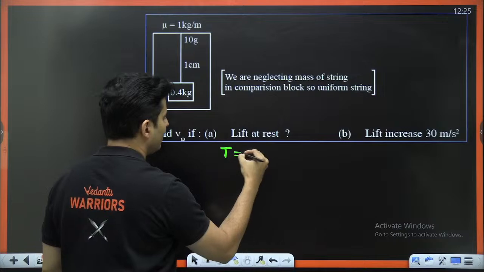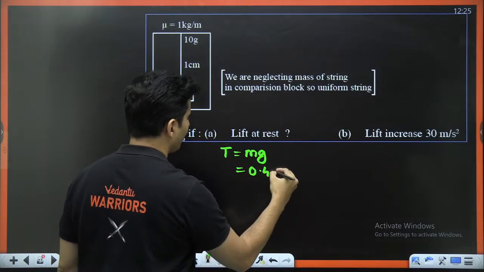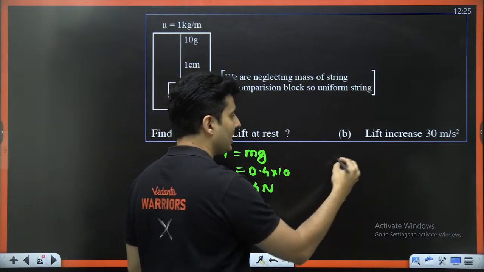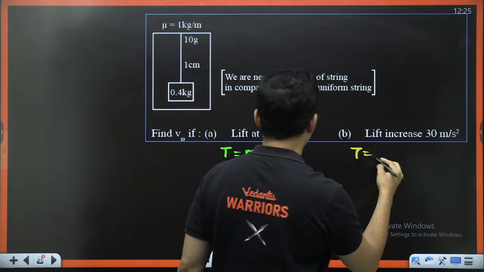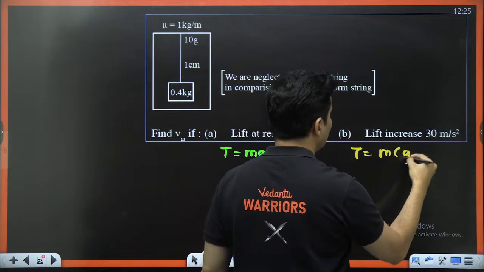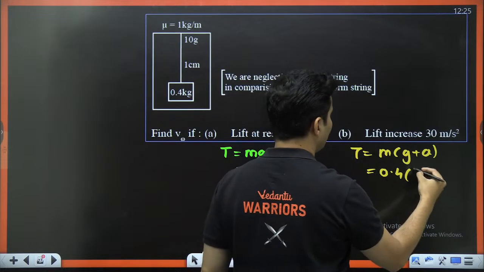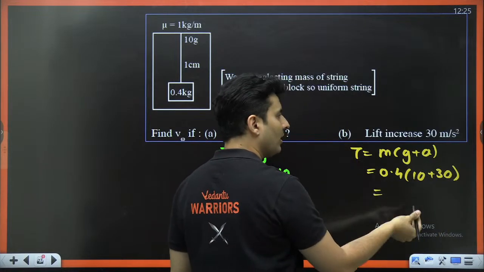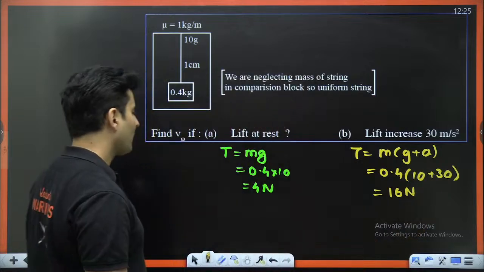When the lift is at rest, tension is just mg. So it will be mass, which is 0.4 into 10, which is basically 4 Newton. In the second case, the tension is only going to be different. The tension will be m into g plus a, assuming it is moving up. So 0.4 into 10 plus 30, which is 40. So decimal goes, 4 4s are 16. So 16 Newton will be the answer for tension.